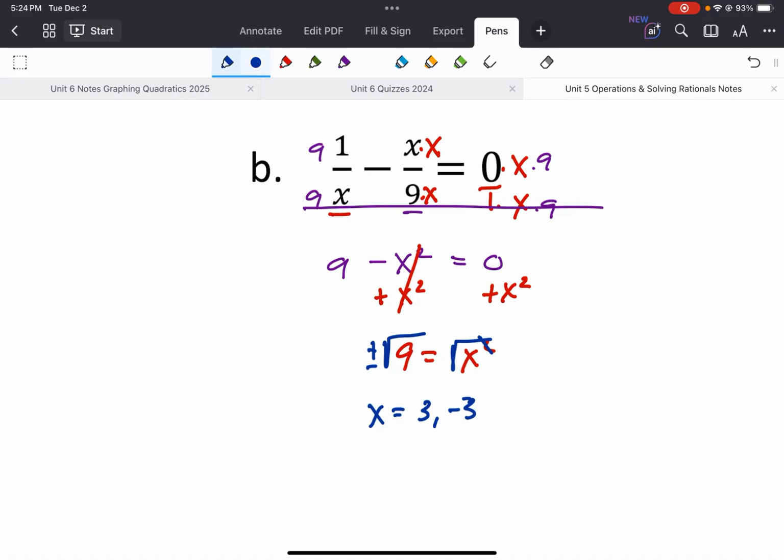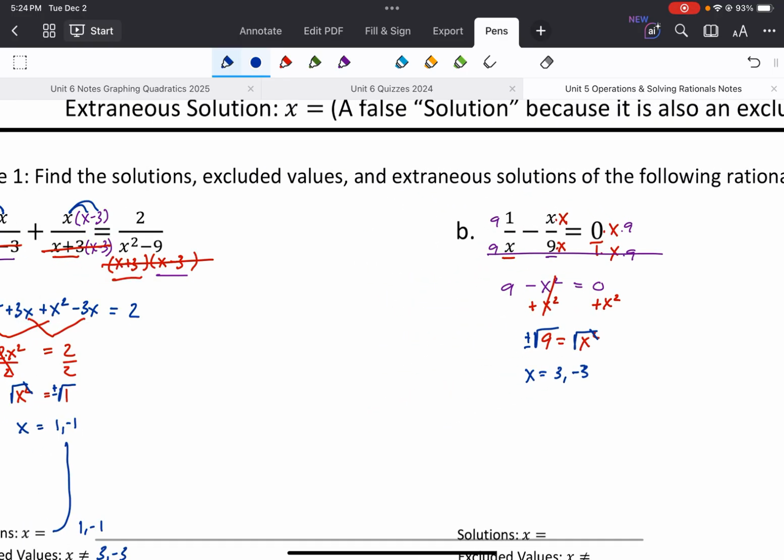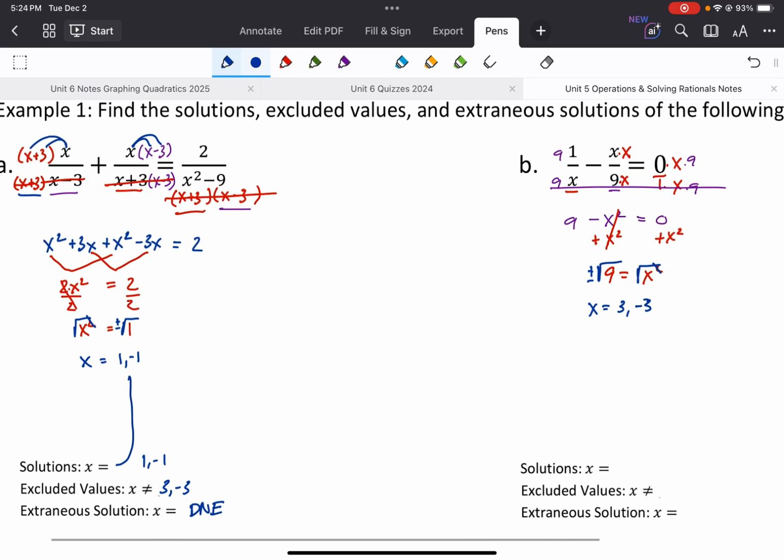Again, there's more than one way to do these types of problems. Like this is the difference of squares, what I'm just circling. So you could use difference of squares, you could factor. But here's just two examples where you could just solve using order of operations. Okay, so solutions here would be 3 and -3.